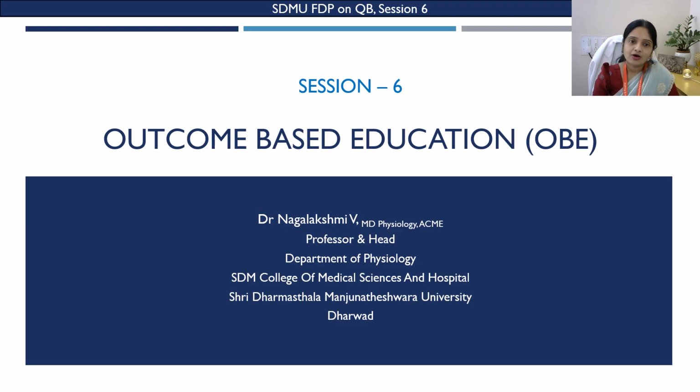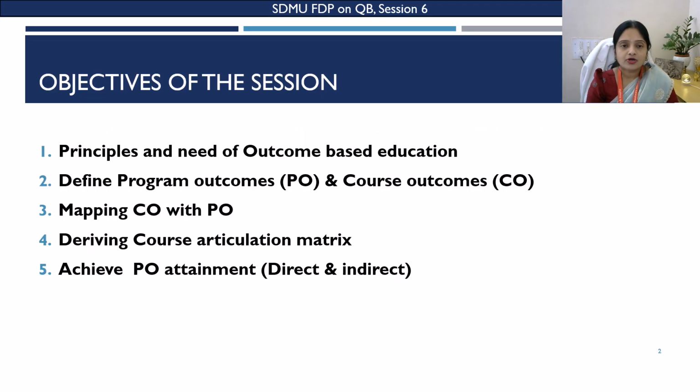Let us discuss one more topic, that is outcome based education, which is a part of the question bank software preparation. So at the end of the session, the participant should be able to understand the various principles and the need or requirement of outcome based education, define program, course as well as program and course outcomes, how to map the course outcomes with the program and program specific outcomes, and how to derive CAM, that is course articulation matrix, and finally how to achieve PO attainment, which includes both direct and indirect attainments.